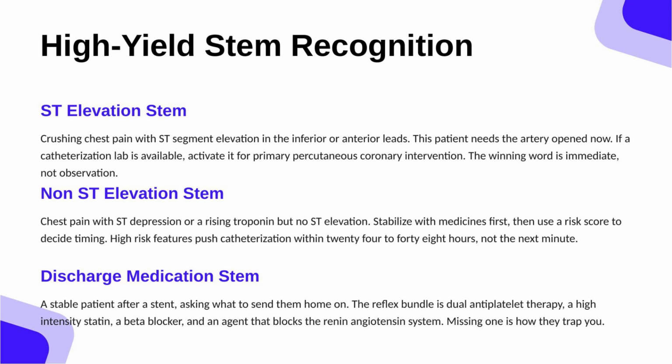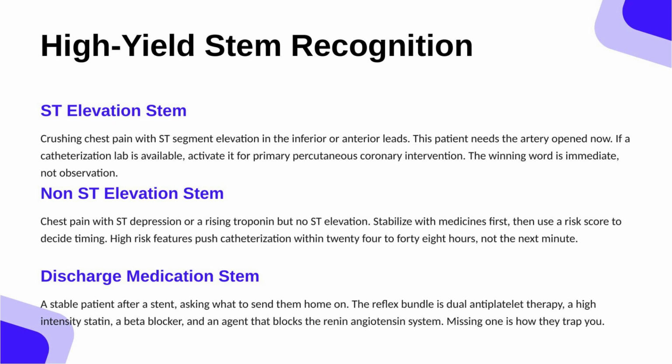First, the ST elevation stem. Crushing chest pain with ST segment elevation in the inferior or anterior leads means open the artery now. If a catheterization lab is available, activate it for primary percutaneous coronary intervention. The winning word here is immediate, never observation. Second, the non-ST elevation stem. Chest pain with ST depression or a rising troponin, but no ST elevation, means stabilize with medicines first, then use a risk score to decide timing. High-risk features push catheterization within 24 to 48 hours, not the next minute.